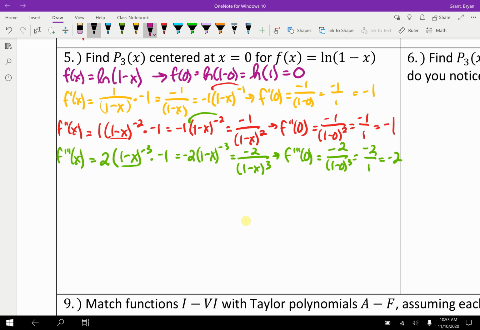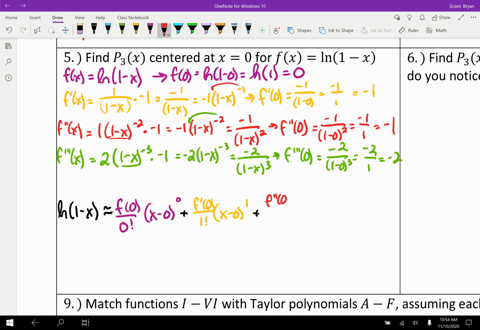So essentially what we're saying is the natural log of 1 minus x can be approximated by using the following function. So we have, and I'll try to keep my colors consistent here, f of 0 divided by 0 factorial times x minus 0 to the 0th. Plus f prime of 0 divided by 1 factorial times x minus 0 to the first, plus f double prime of 0 divided by 2 factorial times x minus 0 squared, and last but not least, plus f triple prime of 0 divided by 3 factorial times x minus 0 cubed.